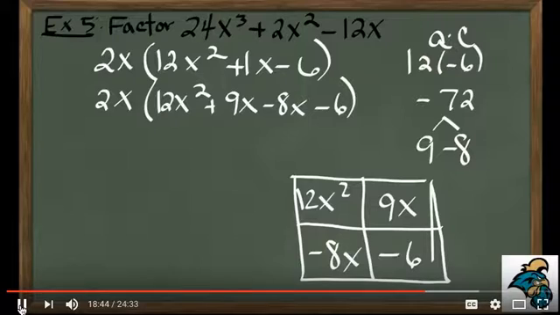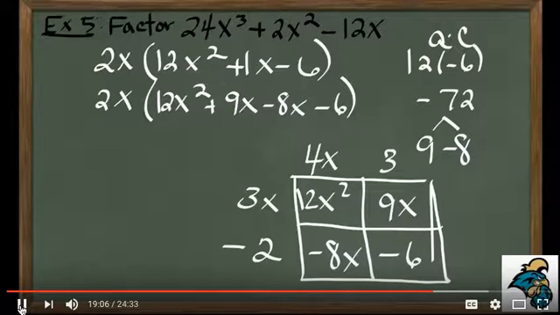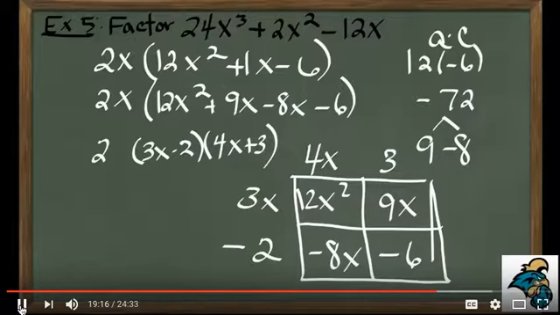All right, so here we go. 12x squared minus 8x, what do they have in common? 4x. 9x minus 6, they're both divisible by 3. The greatest common factor here is 3x. The greatest common factor in this row right here, again, we have 2 negatives, so I'm going to factor out a negative 2. That leaves me with 3x minus 2 times 4x plus 3. But remember, you have this 2x still hanging out in front.